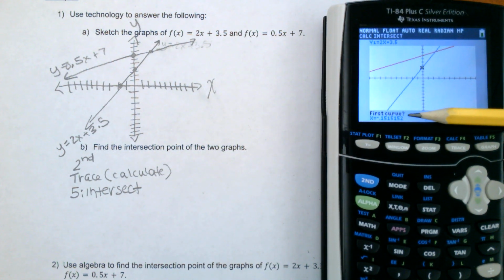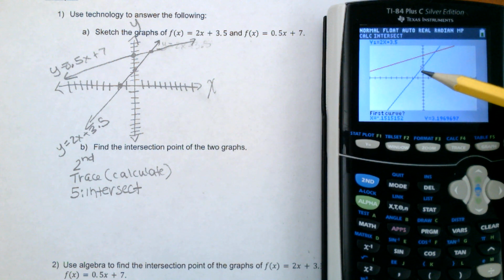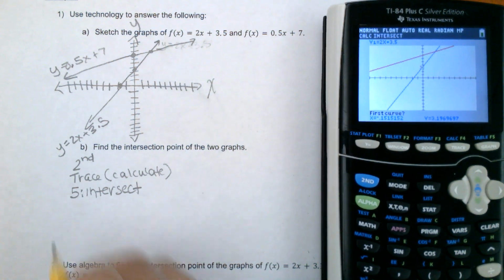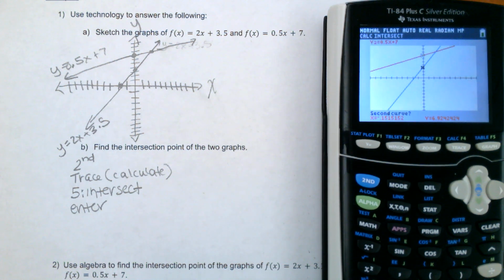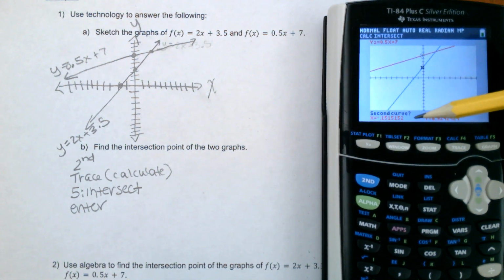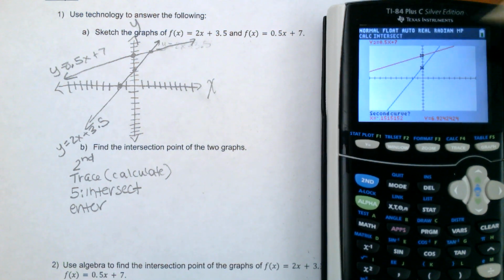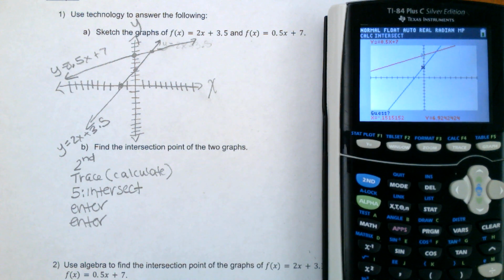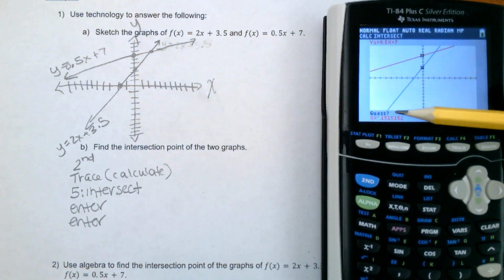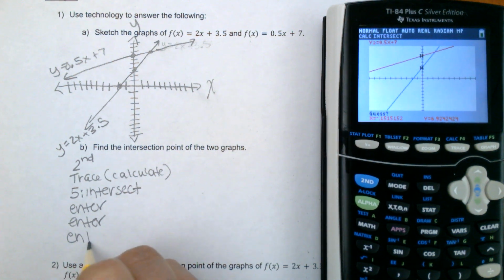So when it says first curve, they're just talking about which line you want to do. So they're saying, hey, is this the first one you want? So we're going to press enter on that first line. And then see how it says second curve? So now they're just saying, hey, do you want this to be your second line? And we're going to press enter because yes, enter is yes. And then notice again, it says, do you want me to take a guess? And we definitely do. So we're going to press enter.